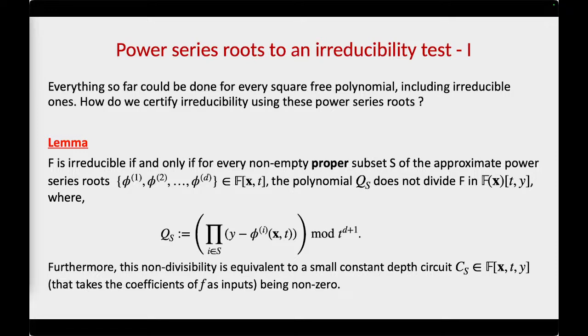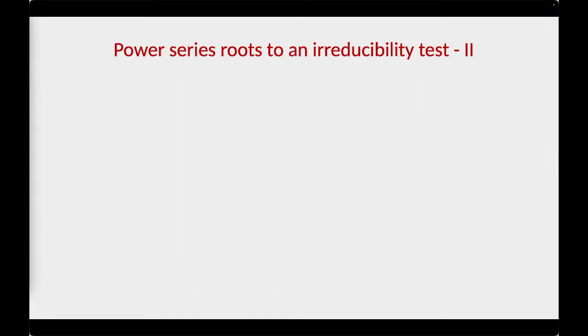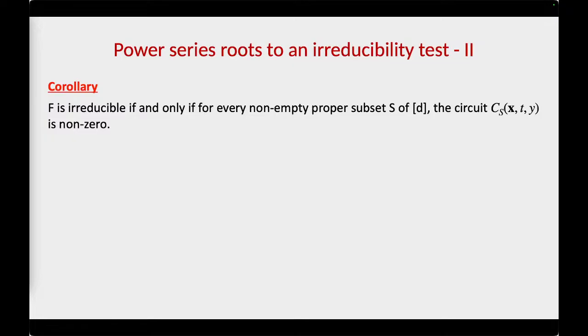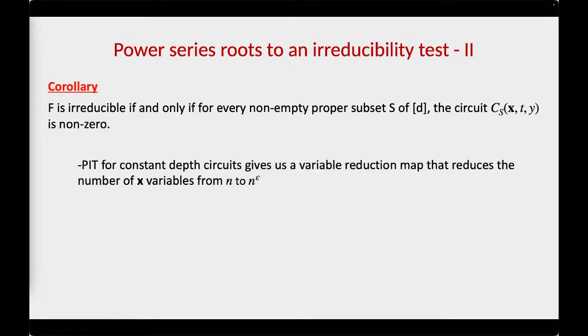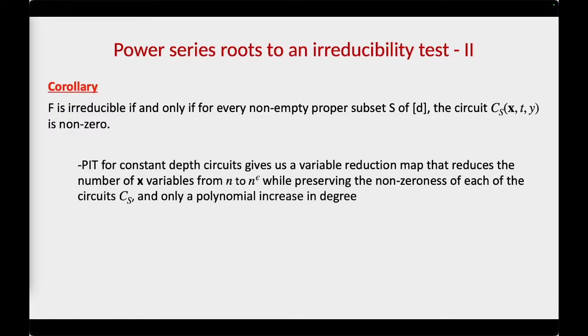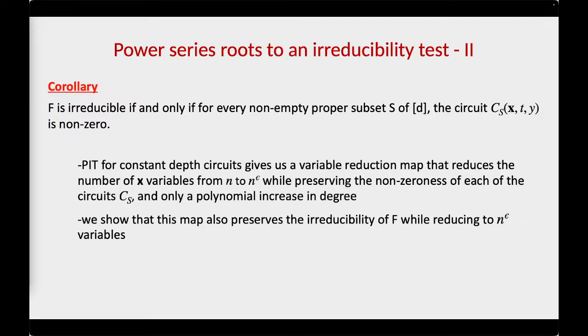But the problem here is that there are too many subsets to worry about. So F is irreducible if and only if all of these circuits are non-zero, and I'm about to run out of time. At this point we essentially do this using the PID for constant depth circuits. PID for constant depth circuits gives us a variable reduction map that reduces n variables to n to the epsilon variables while retaining the non-zeroness of constant depth circuits of small size. We show that this map also preserves irreducibility.